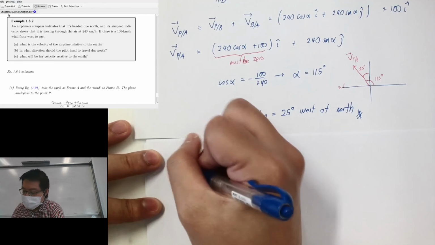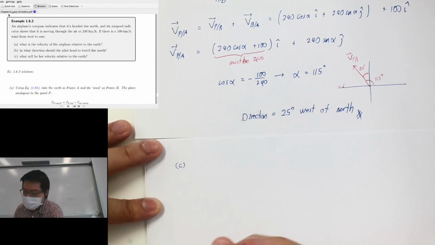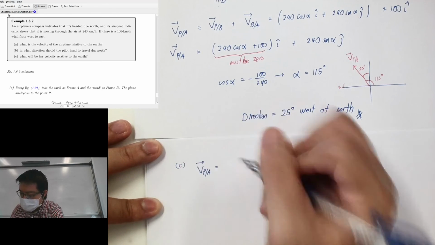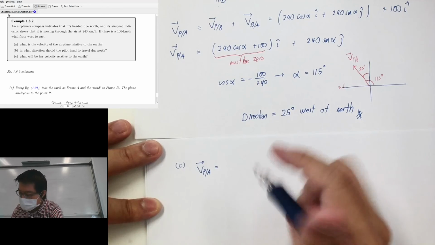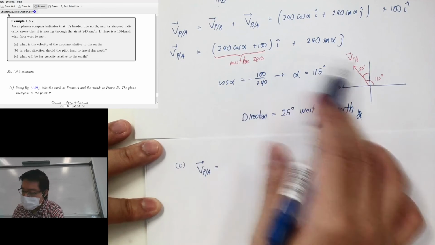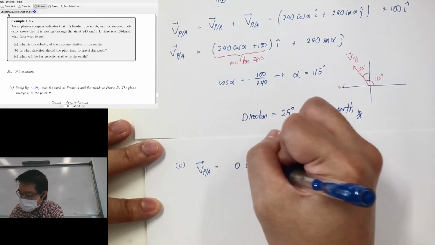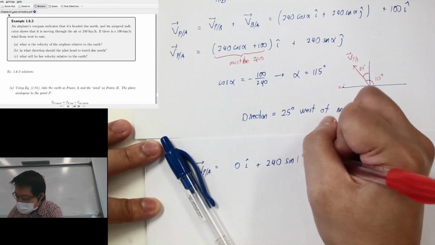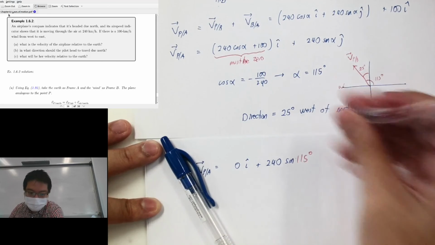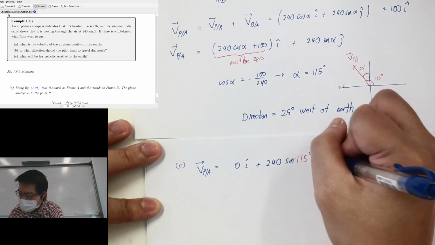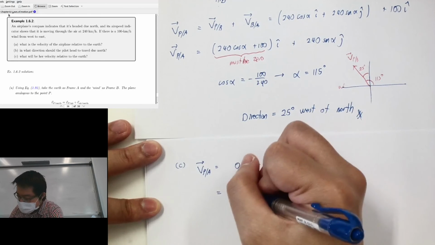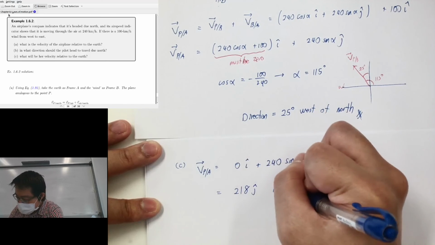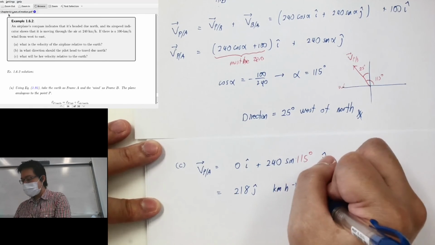So what is the plane velocity relative to Earth? That means we just need to calculate VPA. We have calculated this already, so it's 0 i plus 240 sine alpha, where alpha is 115 degrees, in the j direction. If you compute the answer, it's going to be 218 j kilometers per hour. This one is very simple.